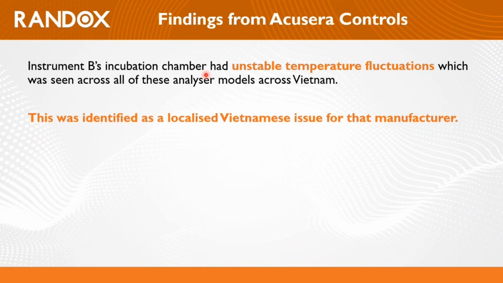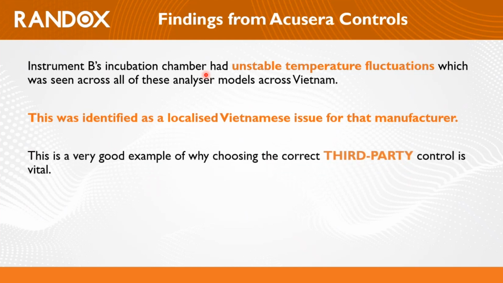This was then identified for System B as a localized Vietnamese issue for that manufacturer. So yeah, don't mess with Akisera is the moral of this story. The instrument manufacturer should have understood that third-party controls will be able to identify instrument errors, because the instrument manufacturer knows that their first-party control will mask any issues, right? So we were able to prove it to them. This is a very good example of why the correct third-party control is vital to use.